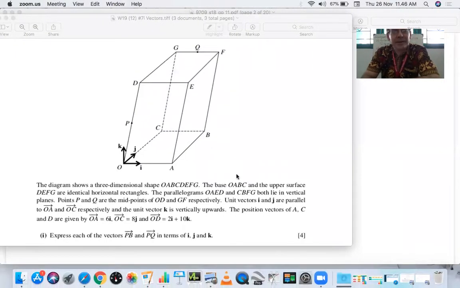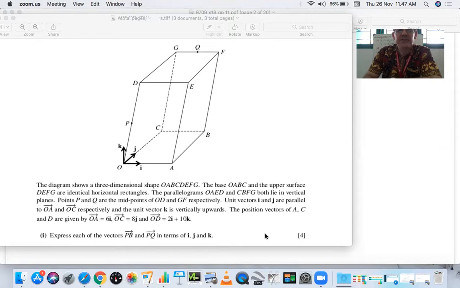Okay, here's our last example for this video. Let's go take a look at it. Here again is a 3-dimensional diagram. The diagram shows this 3-dimensional shape, O, A, B, C, D, E, F, G. The base and the upper surface are horizontal rectangles. The parallelograms OAED and CBFG both lie in vertical planes. Points P and Q are the midpoints of OD and GF respectively. Unit vectors i and j are parallel to OA and OC respectively, and the unit vector k is vertically upwards.